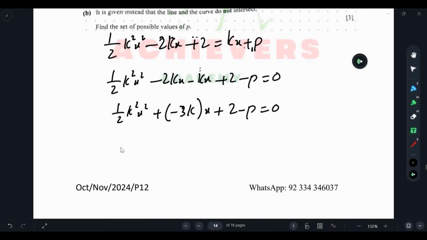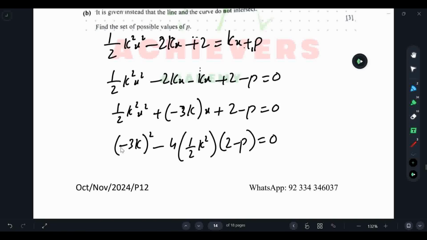Now this will be b square minus 4ac. We need to find out the discriminant. Do not intersect. So b square minus 4ac. So minus 3k whole square minus 4ac. 2 minus p is equals to 0. Now we know that this will be equals to, now b will be equal minus 3k.